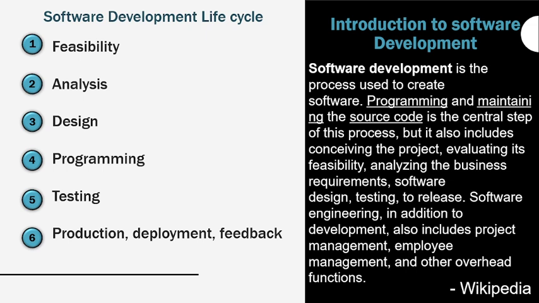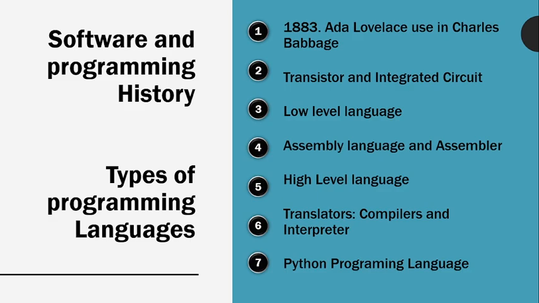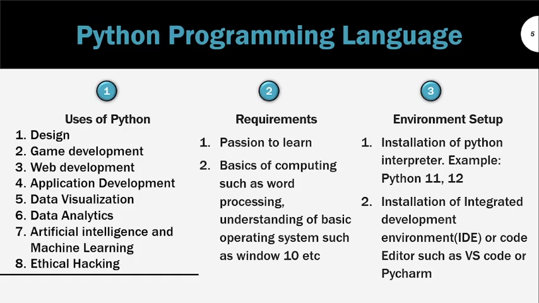So these are some of the software development cycle. Of course, let's narrow it down to Python. Now, the Python programming language is a general programming language, as I've said. It is used in different areas, like the design of software, development of software, and also in game development, web development, application development, data visualization, data analytics, artificial intelligence, such as machine learning, and ethical hacking. So you can use Python for general applications, whether it's web-based or non-web-based. You can use Python for it.